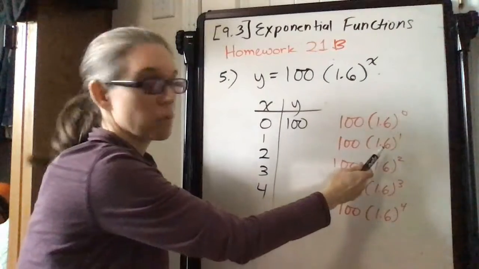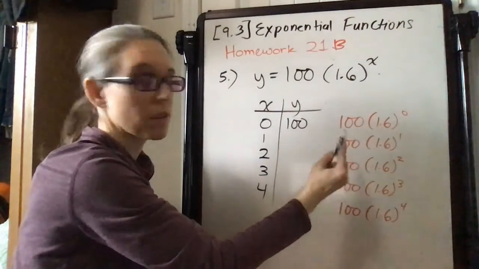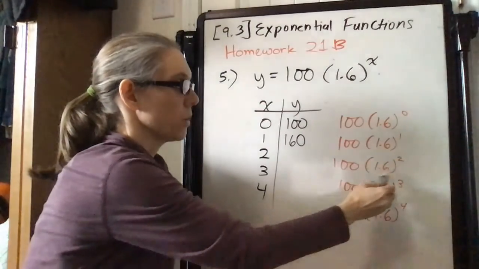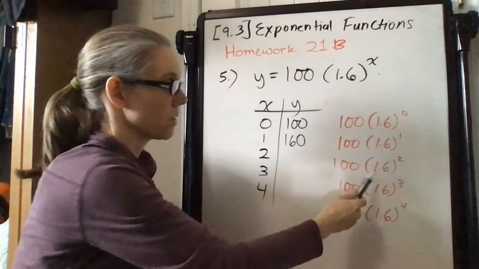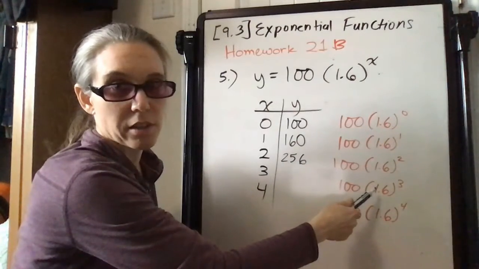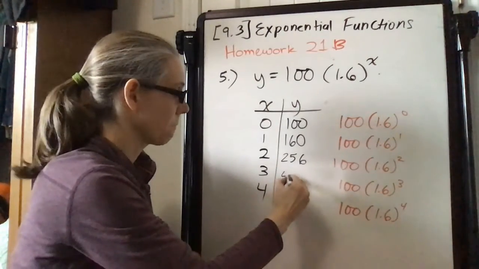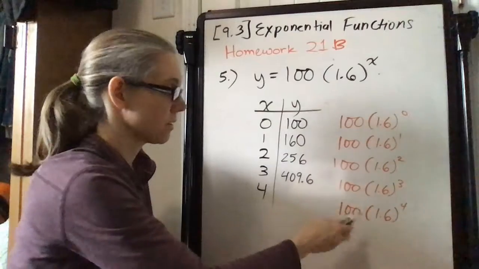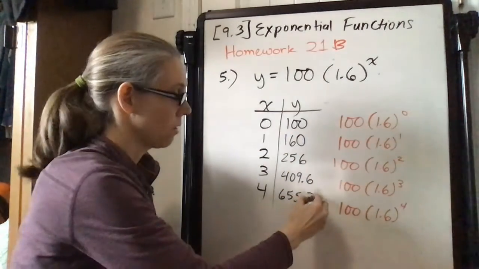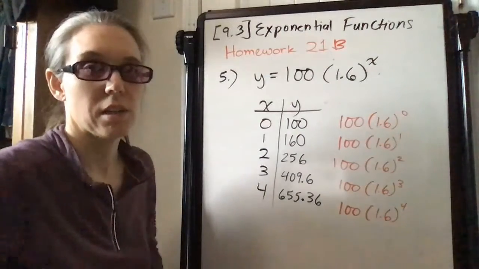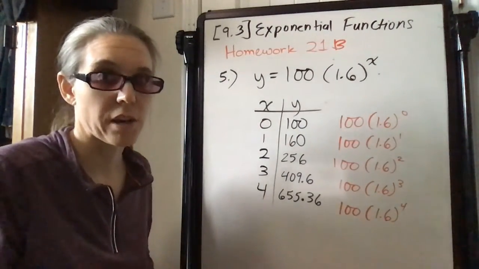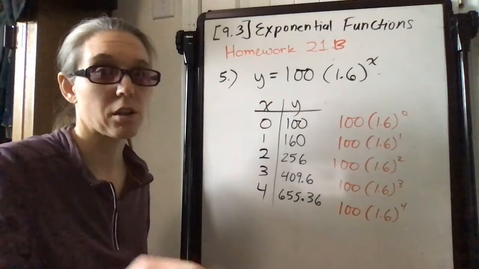1.6 to the 1 power is 1.6. 1.6 times 100 is 160. And feel free to use the calculator. 1.6 squared is 2.56, times 100 is 256. And at this point, I would start using the calculator. Type this in the calculator and you get 409.6. Type this one in the calculator and you get 655.36. So it's simply plugging it into the calculator. If you're using a graphing calculator, it will automatically follow PEMDAS for you.